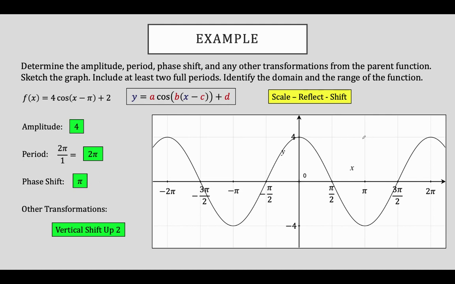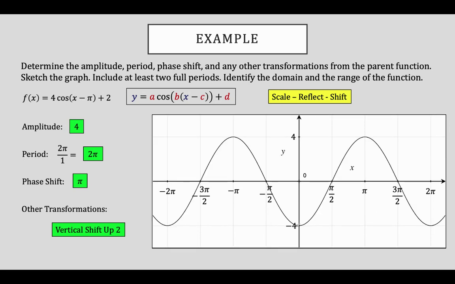Every single point on this function is going to move to the right pi units. That means that this minimum value will move to 2 pi. That means that this maximum value will move to pi. This minimum value will move to 0. Right? Shifting every single point on this graph pi units.